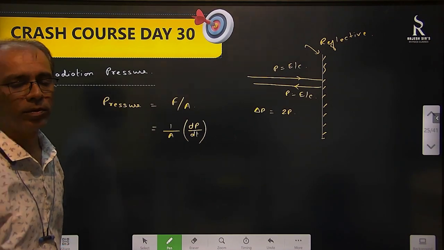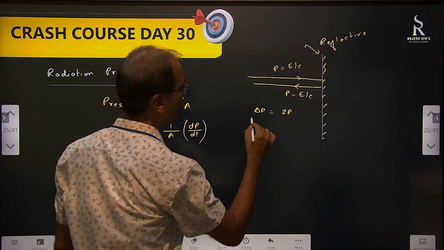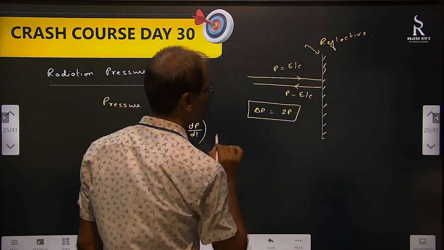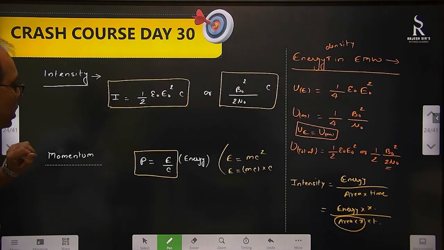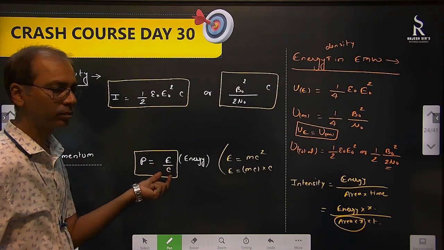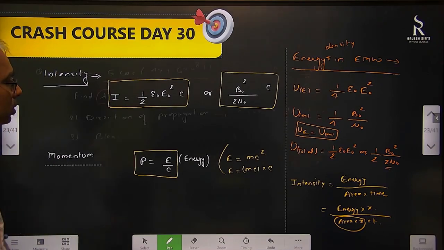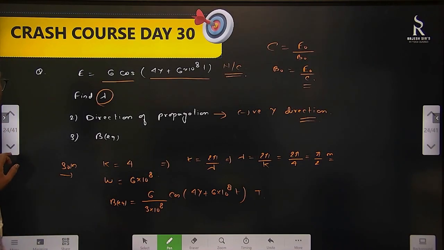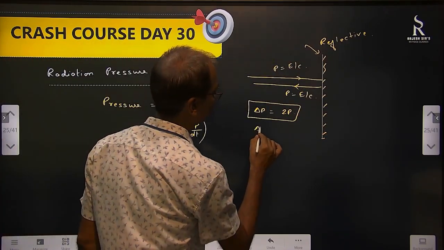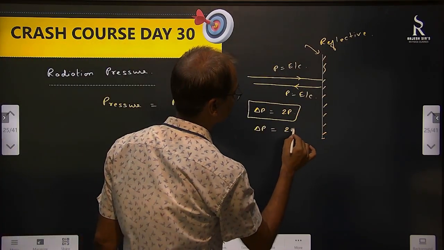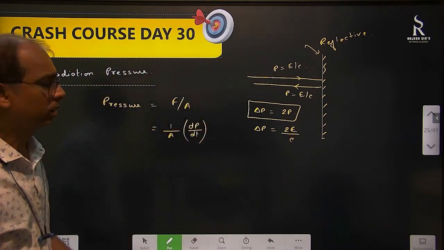Correct or not? We want change in momentum only. So change in momentum is 2p when we are talking about reflection. And momentum we are writing in terms of intensity, rather energy. So what will we be saying over here? Delta P is what? 2E by C, where E is obviously energy.